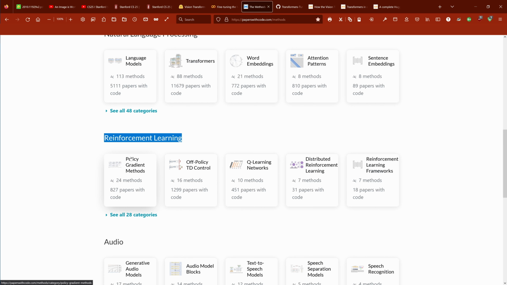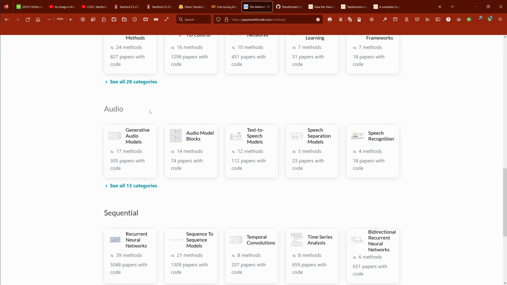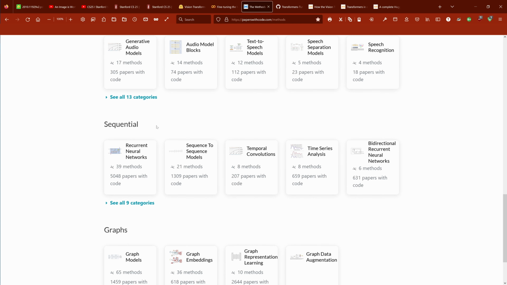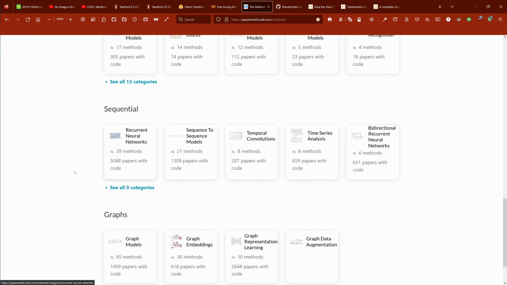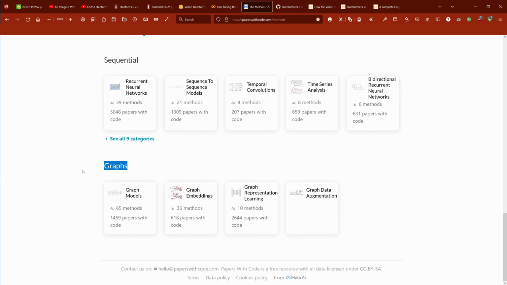And reinforcement learning, especially policy gradient methods. Remember, we are here in January 2023. We know that ChatGPT was hyped not so long ago, and they had GPT-3.5 plus some reinforcement learning from human feedback, and they developed their own policy methodology, PPO, here in this topic. And then you can go on with distributed reinforcement learning and reinforcement learning frameworks. Beautiful, interesting topic, audio interesting topic. Then you have sequential models, sequence to sequence models, time series analysis, beautiful. And of course, the last big chunk is graphs. Graph models, graph embedding, graph representation learning, and data augmentation.